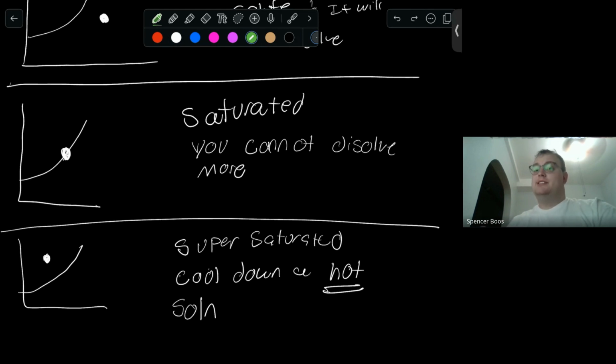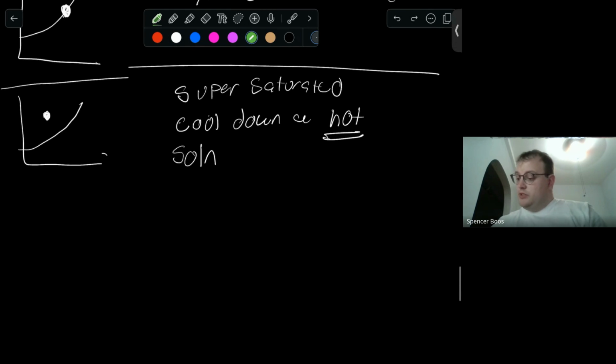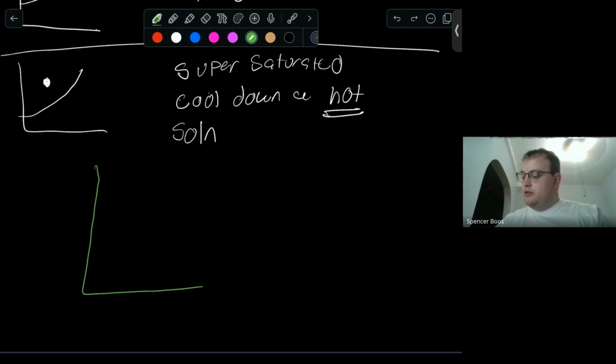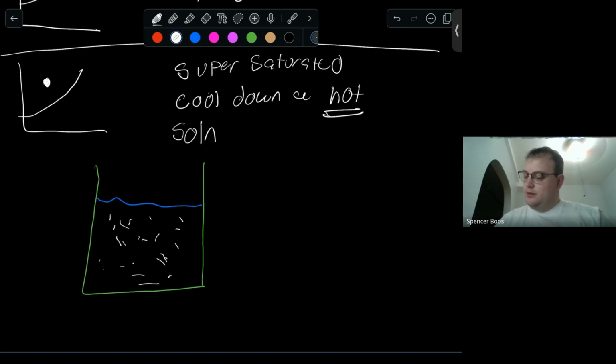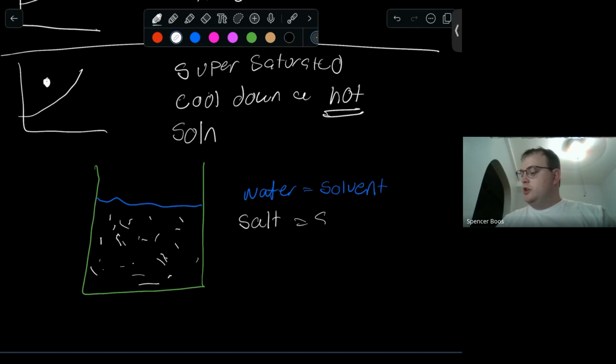Solvent is the thing that the solute is dissolving into. So let's say you've got a beaker, the beaker's green today because I say so. We've got water. We've got some salt. I know, I should be an artist. The water is the solvent. The salt is the solute, right? The salt is dissolving into the water.